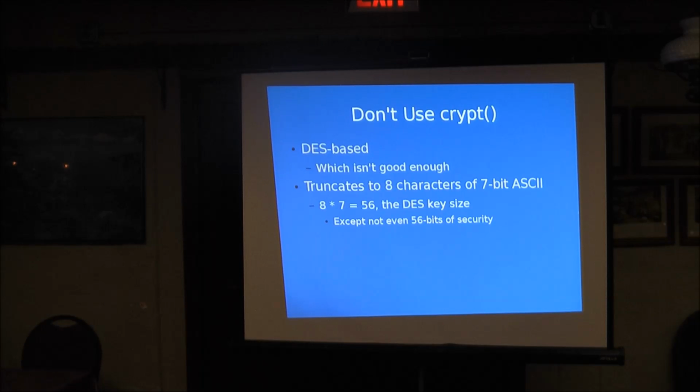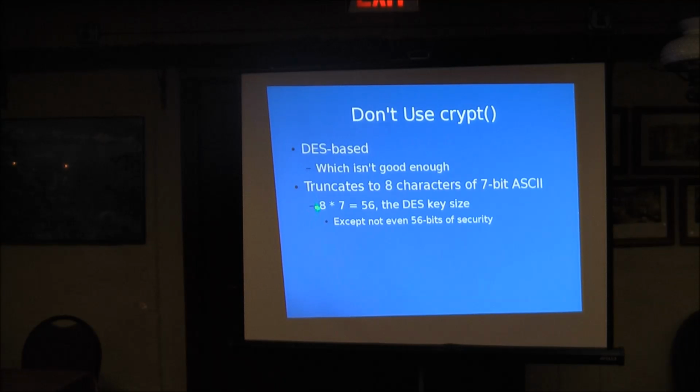So, do not use the crypt function. This is also part of the standard C library. And again, it's straight up available in Perl. In its default mode, it's based on DES. And as we covered with block ciphers, DES isn't good enough. You can brute force it pretty easily. And what's more is that however long the password is that you stick into crypt, it's going to truncate it to 8 characters. And it's going to treat them as 7-bit ASCII. So if you put in a UTF-8 long character, it's just going to ignore that.